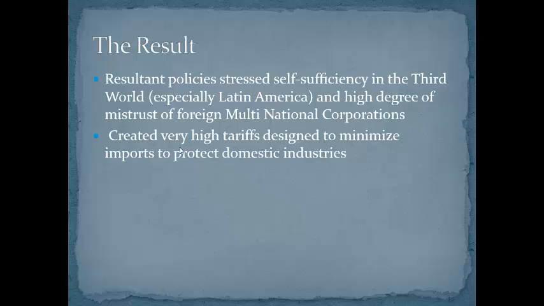So United Fruit, they lobbied the U.S. government to intervene, and we actually see the CIA back a covert operation to overthrow that democratically elected government in Guatemala.